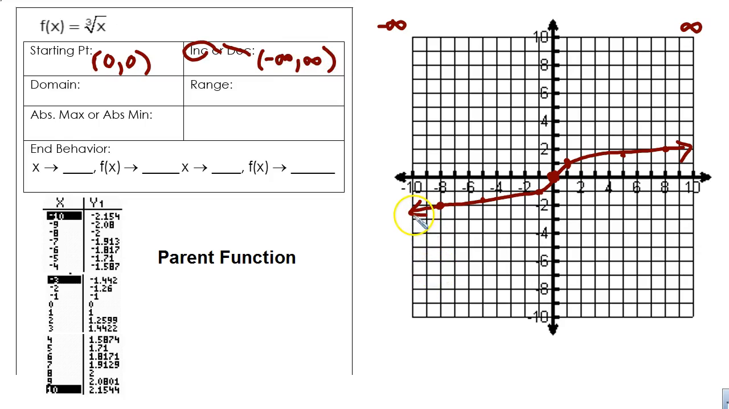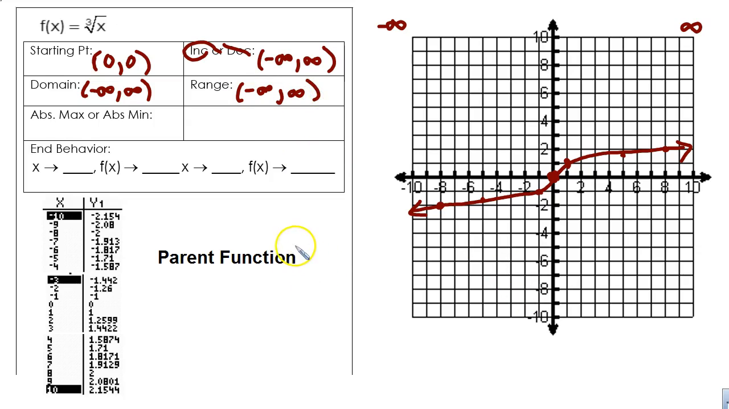Now we get to domain. That's left and right. There's an arrow on the left and an arrow on the right, so there are x values forever in both directions. Negative infinity to positive infinity, all real numbers. For the range, there's an arrow down and an arrow up. In both directions, we're going forever. So we're going to say from negative infinity to positive infinity for the range of this function.